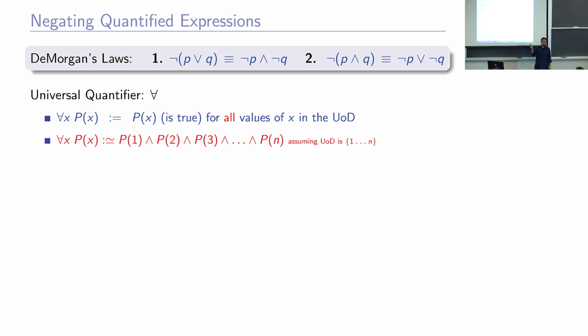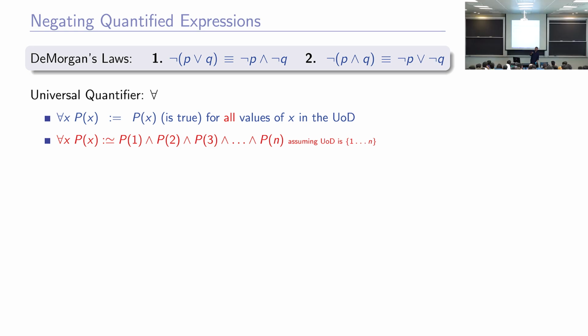This kind of way of thinking about a universal quantifier, when the universe of discourse is finite, we can think of it like this, right? Now, what is the negation of for all x P of x? If I made this big ANDed statement, what will be the negative of it?